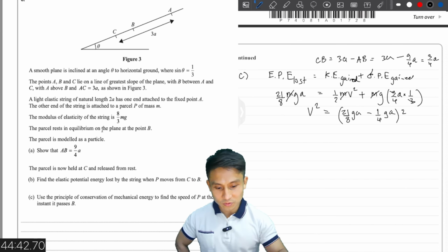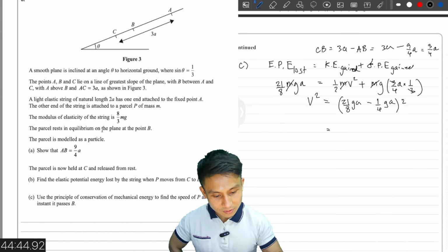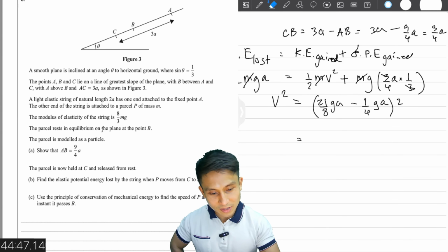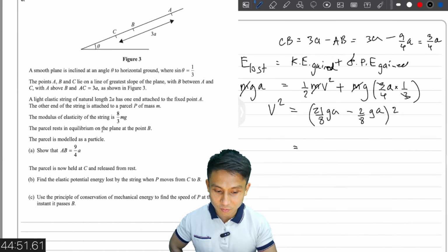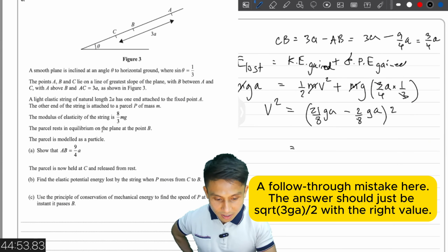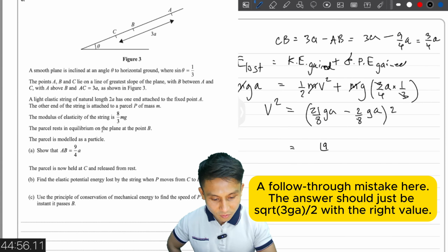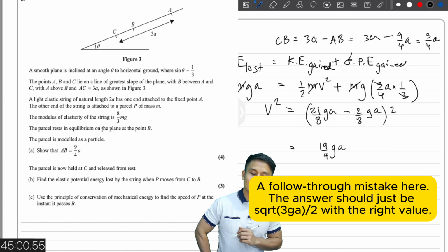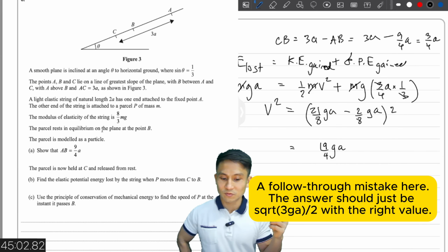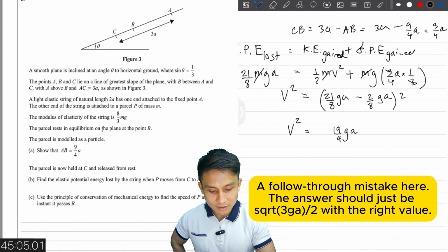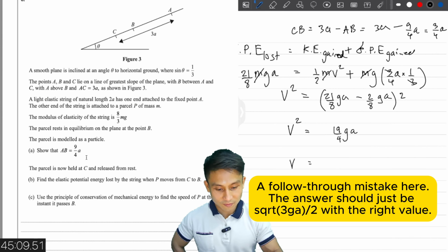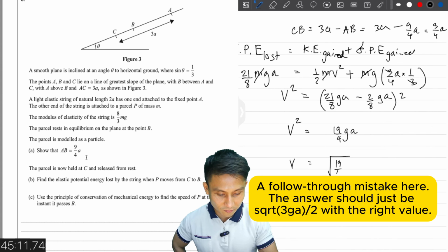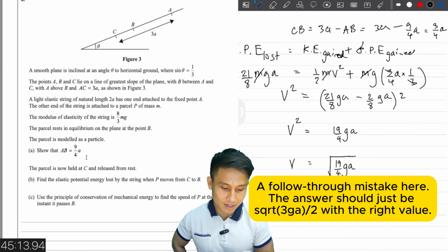Because you need to move 2 to the other side as well. So what is that? Well, I'm just going to make this maybe 2 over 8, from 1 over 4. And then you're going to have 19 over 4 GA, like that? 19 over 4, because 8 cancels with the 2, I get 4. This is v squared, so v equals, well, it has to be positive, so it's the square root of 19 over 4 GA, like this.